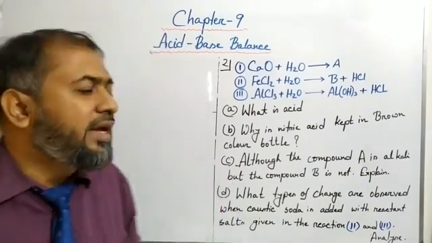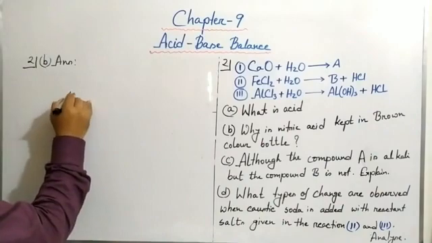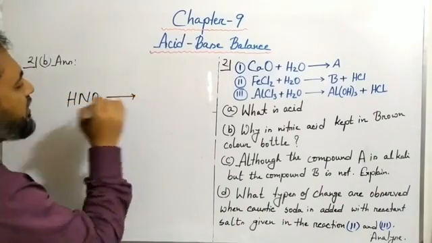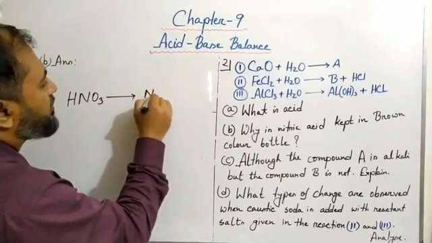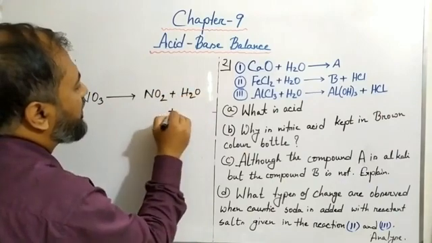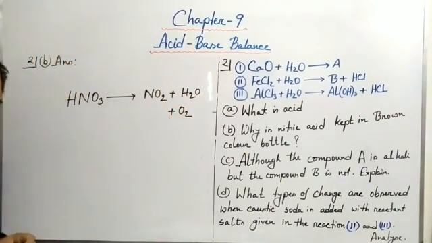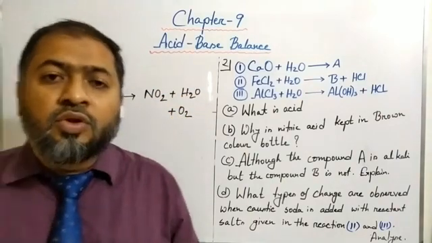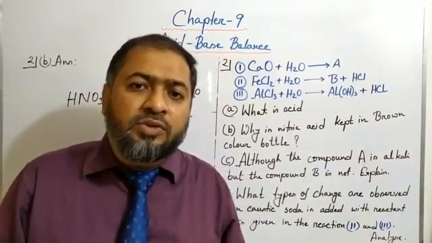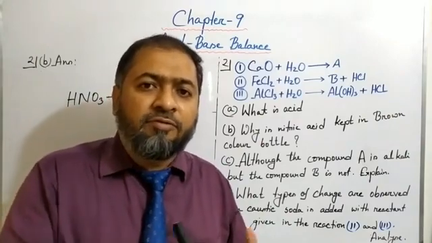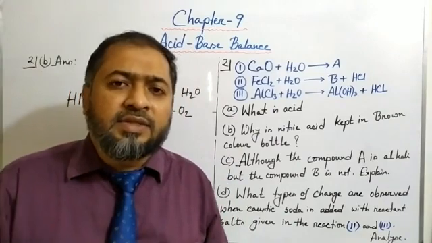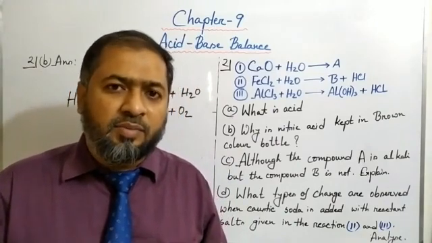I'm going to write down the reaction on the board. You can see, when nitric acid is exposed in air, it will produce nitrous oxide, water and oxygen. So to prevent the decomposition of nitric acid, we need to keep it away from the light. That's why nitric acid is always kept in a brown color bottle.